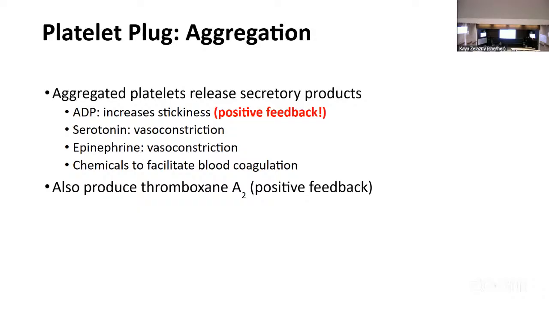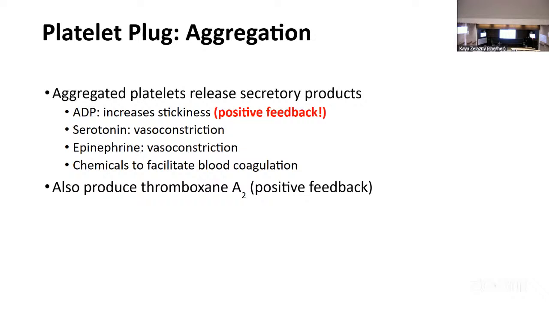ADP is a molecule that increases how sticky these platelets are. So this acts as like a positive feedback loop because these platelets stuck to this area of damage. They're a little bit sticky. Couple more platelets stuck in there. Now they're secreting this ADP. They get even stickier. So we get even more platelets aggregating in this area.